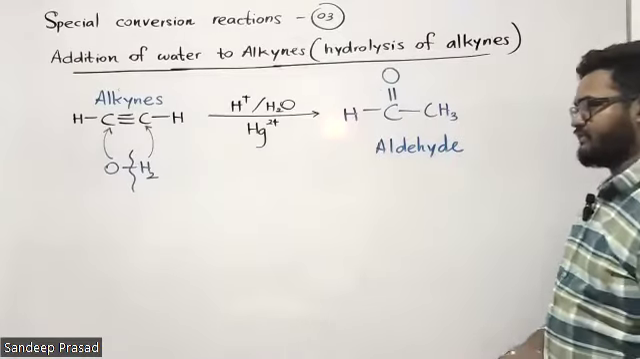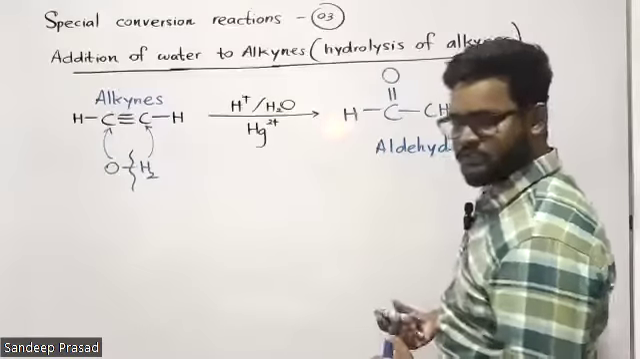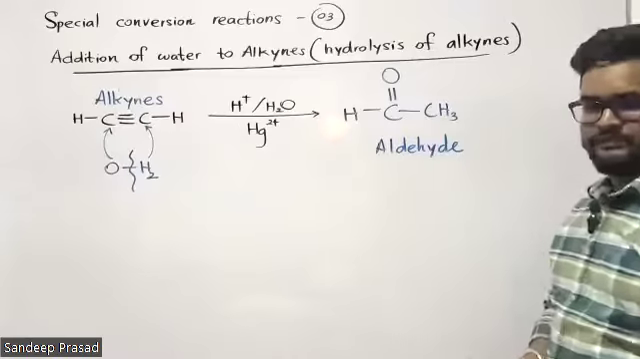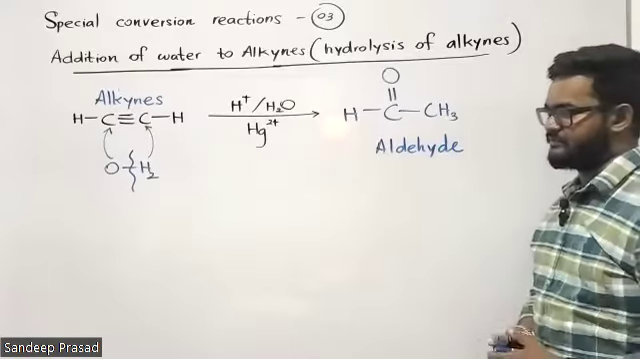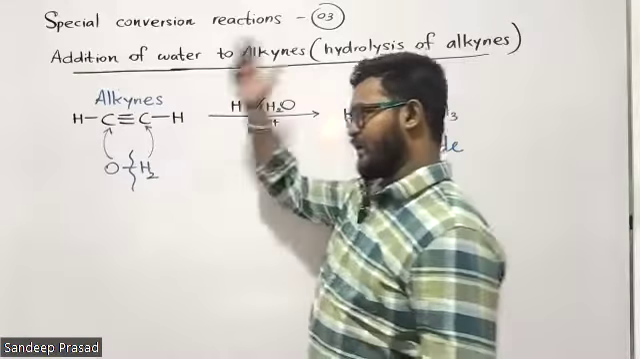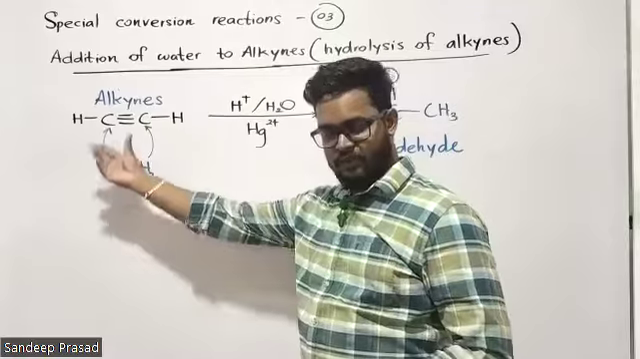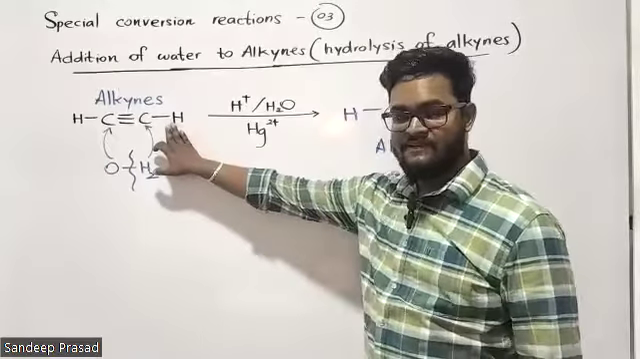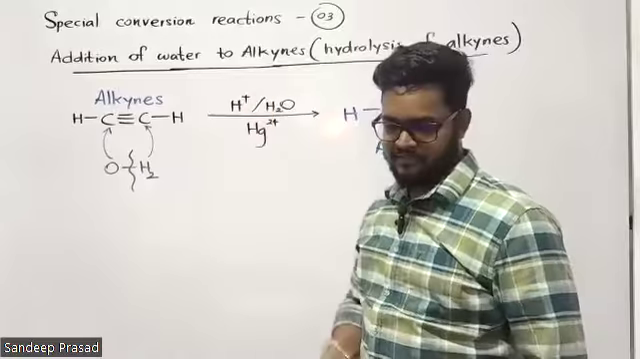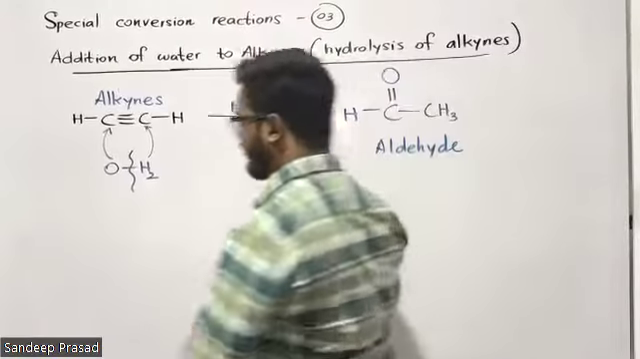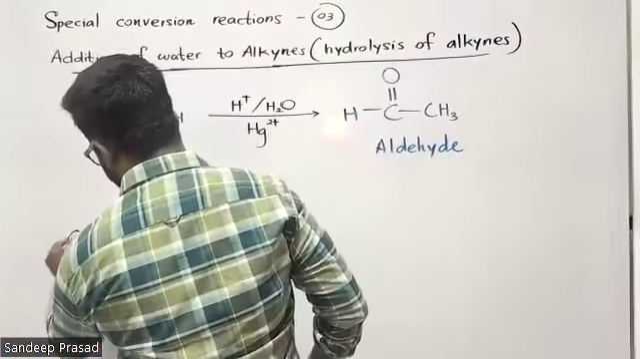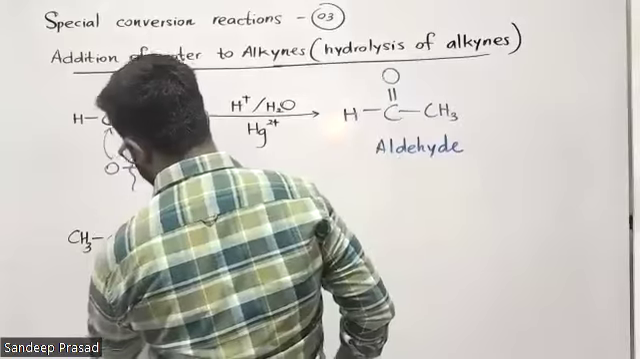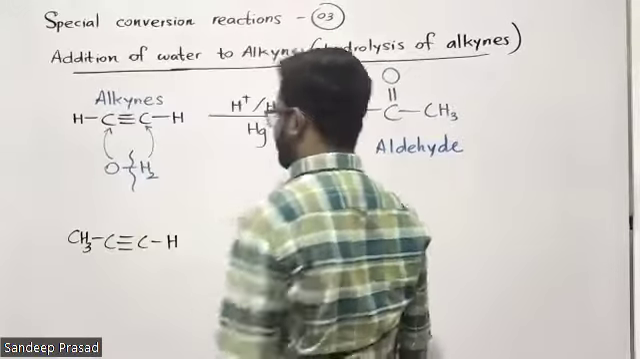In some cases, actually, we will obtain ketones as well, right? So this is the reaction. Rather than going for that enol and everything, you can directly take one oxygen and hydrogen. So this is the case where we have a symmetrical alkyne. If we have an asymmetrical alkyne in this way, CH3, C triple bond, CH.